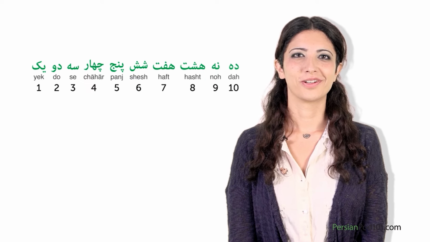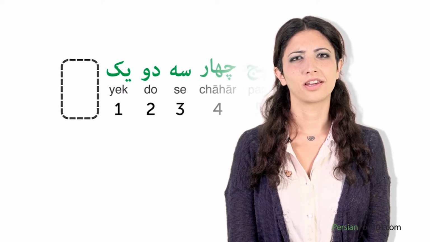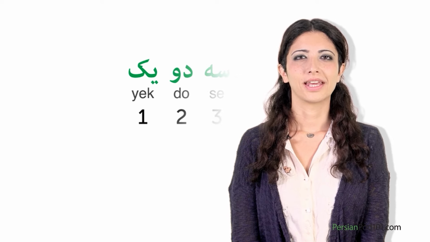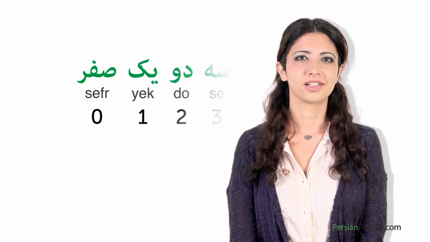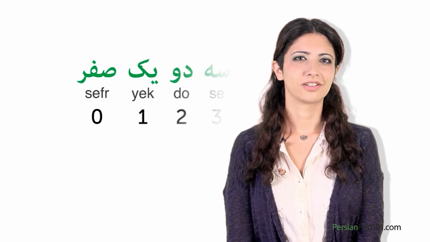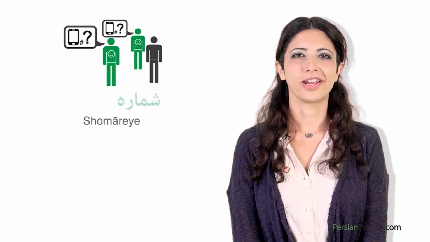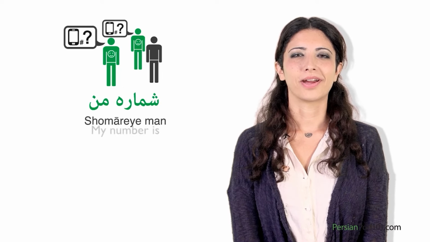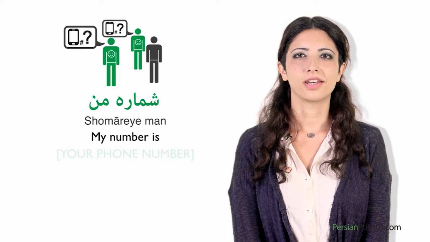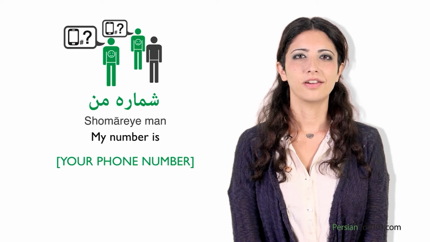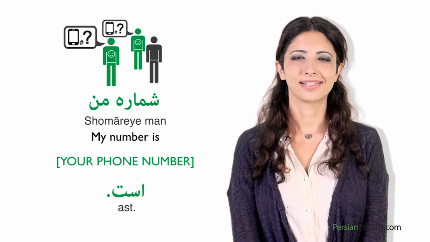Great job! What is before yek? Do you know? It's sefr. You don't have any more excuses. You can give your friends your cell phone number in Persian. Let's try it together. We'll use the phrase shomareye man, which means my number is. You say the numbers after that and then finish by saying ast.